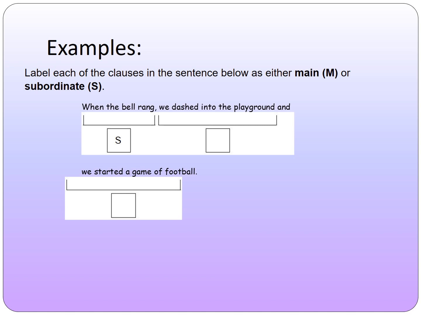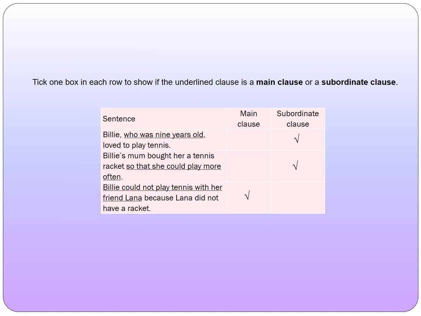We dashed into the playground is a main clause. And we started a game of football is also a main clause. Both of those parts of the sentence make sense on their own. We do not know what she is playing, therefore it is a subordinate clause. Billy could not play tennis with her friend Lana because Lana did not have a racket. The underlined part is Billy could not play tennis with her friend Lana. That is a complete idea. It makes sense on its own. It is the main clause.